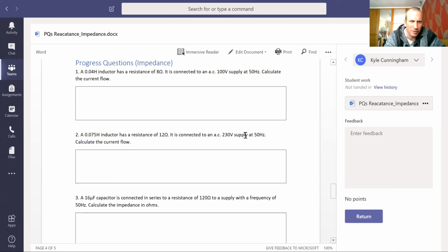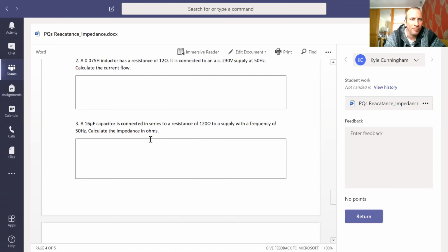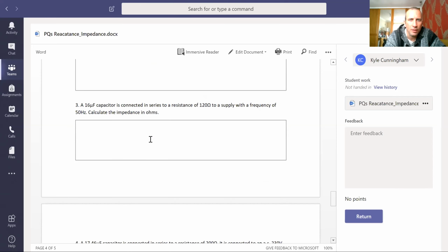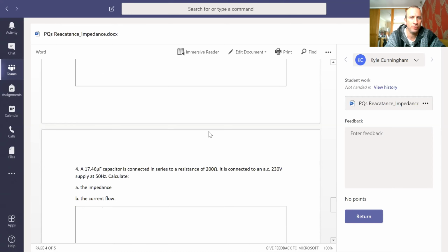Notice this is exactly the same question. Number 2 is exactly the same with different numbers, so practice yourself with that question. Number 3 now has a capacitor. So it's exactly the same question again, but it's not inductance, it's capacitance. So instead of doing 2 pi FL, you do 1 over 2 pi FC to get your reactance for that capacitor. Exactly the same question for number 3.